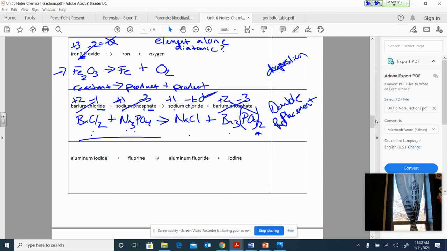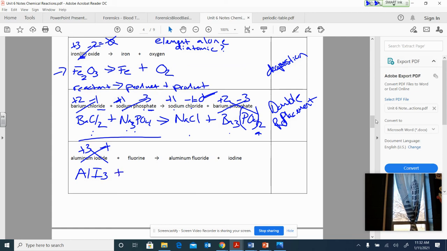Okay, last one to practice. We have aluminum iodide. So I know the symbol for aluminum is Al. I know the symbol for iodide is I. Now I need the little numbers. So I look at my periodic table, and aluminum always makes a +3. Iodide always makes a -1. Those do not balance to 0, so the 1 comes down to the aluminum, and the 3 comes down to the iodide.